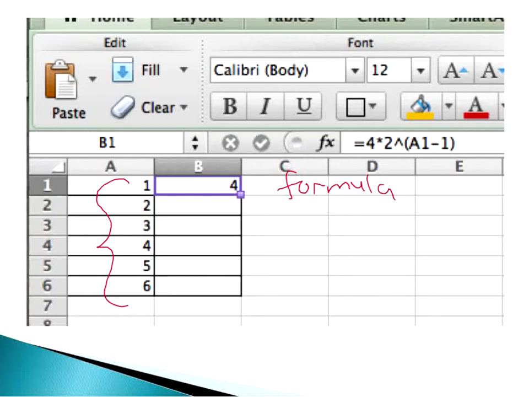Then in column B, this is where your formula goes. Column B is where the formula goes. And you have this in your notes, right? I gave you this slide. Okay, so in column B, what's my formula?